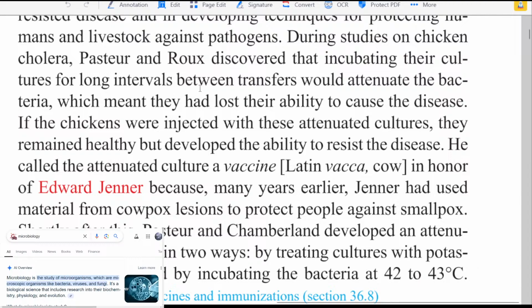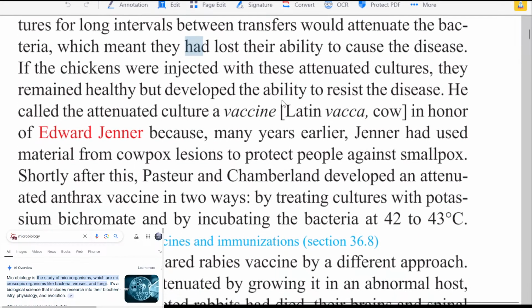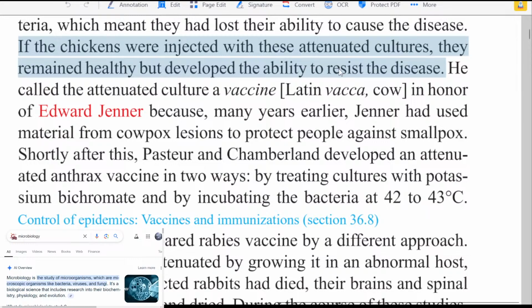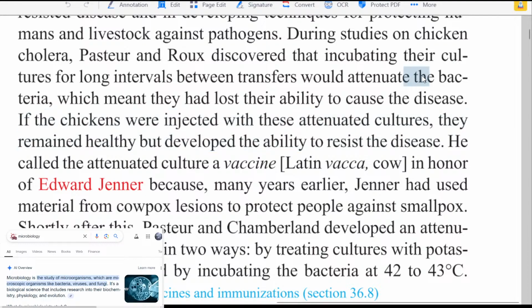Alright, so they are saying that incubating them for long intervals between transfers will make them lose their ability to cause disease. Maybe there will be some change in their physiology here. If the chickens were injected with these attenuated cultures, they remained healthy but developed the ability to resist disease. Even if they were later infected with bacteria that had the ability to cause disease, the chickens would show resistance, because they had already learned the mechanism from the previous bacteria that were similar but had lost their ability to cause disease.